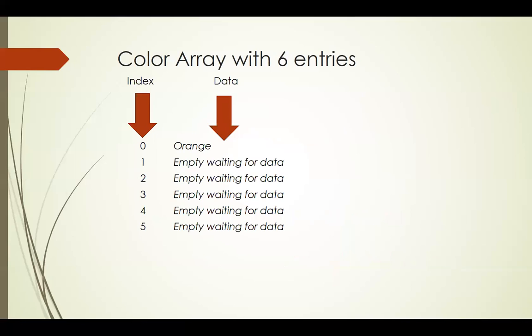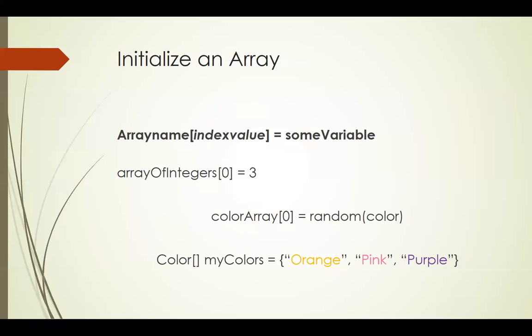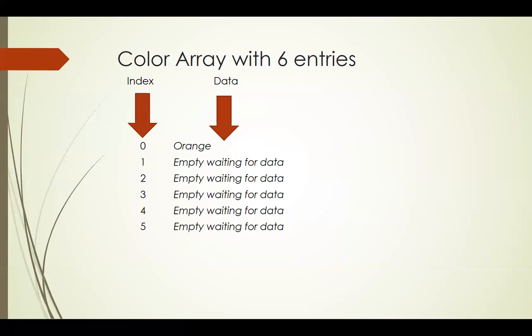Now, after I ran that statement on the previous screen where I set a color array index location 0 to a random color, my color array now has an entry at index position 0. It got the color orange. That was its random color.